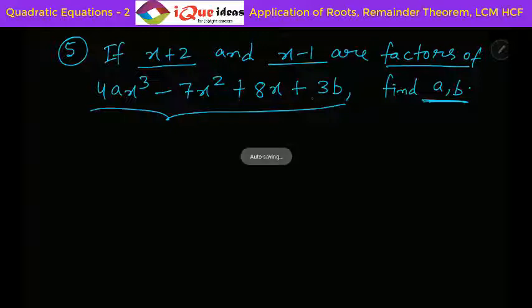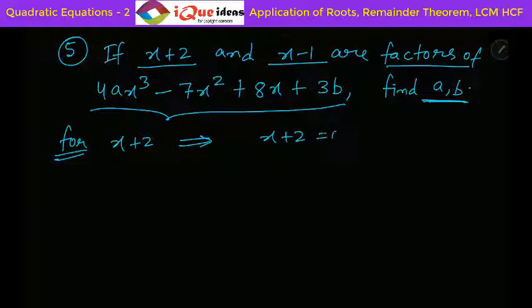That means when we divide this given expression by x plus 2, remainder should be 0. Similarly, when we divide this given expression by x minus 1, then also the remainder should be 0. Okay, so let's do one thing. Let's go one by one. Let's first do it for x plus 2. For x plus 2, to find the remainder, what we need to do is take x plus 2 equal to 0. So this will give us x equal to minus 2.